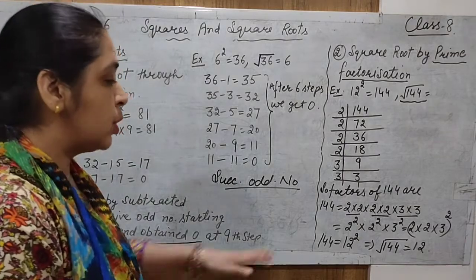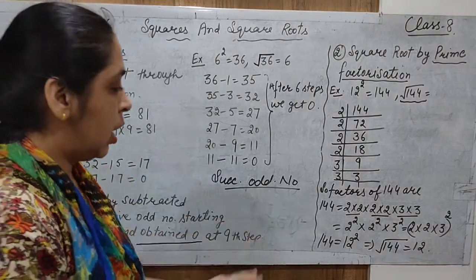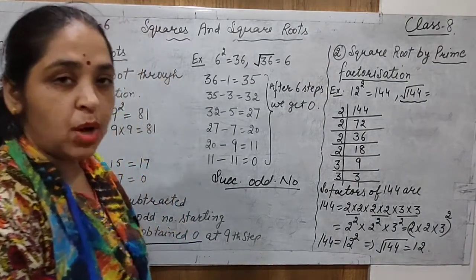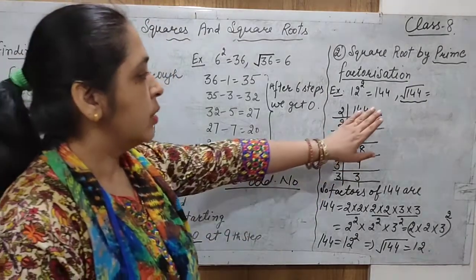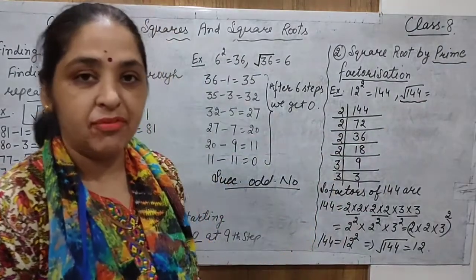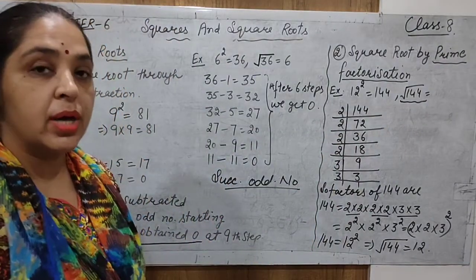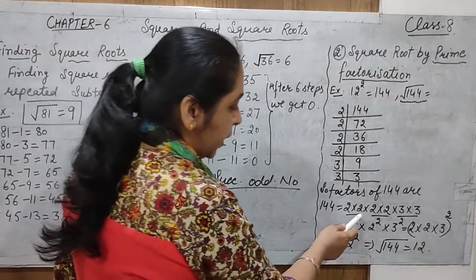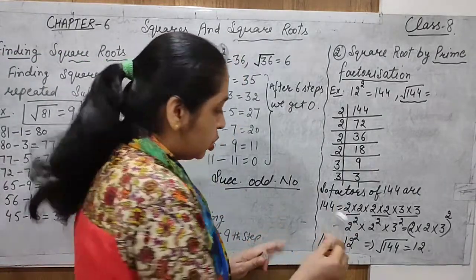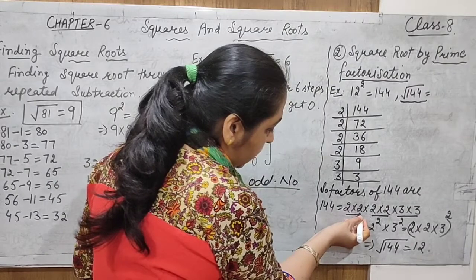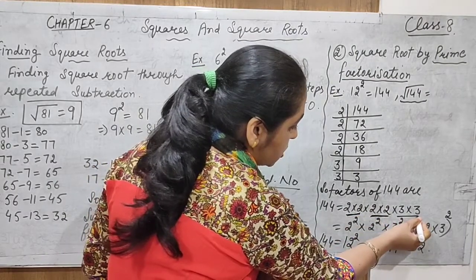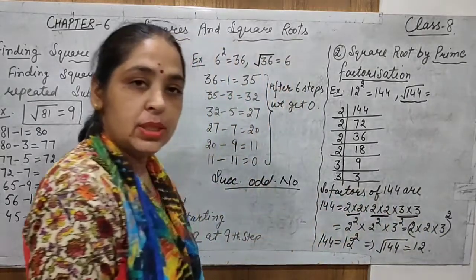Now the actual process starts. Make pairs of these numbers. Only if the pairing is possible can we find the square root of that number. Otherwise, the square root is not possible for the given number. Make a pair of two numbers, 2 and 2. Make another pair of 2 and 2, and a pair of 3 and 3.